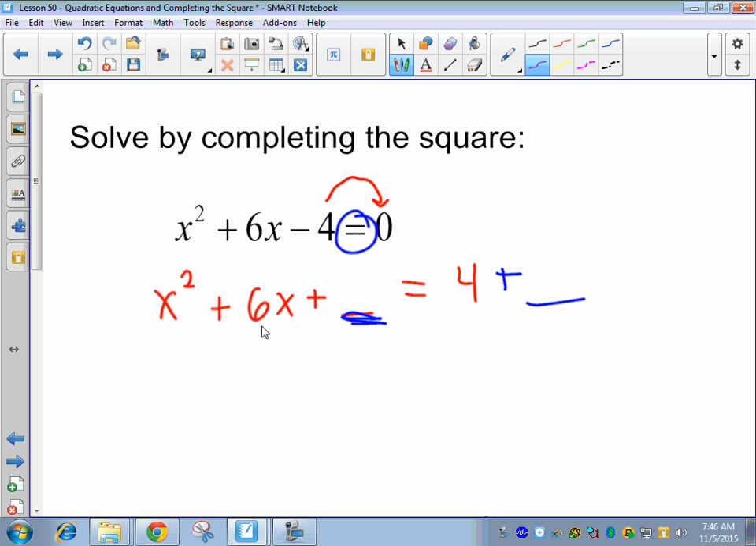We take half this number, all right, so 6 divided by 2, and we square it. So 3 squared is 9. So we are going to add 9 to both sides.